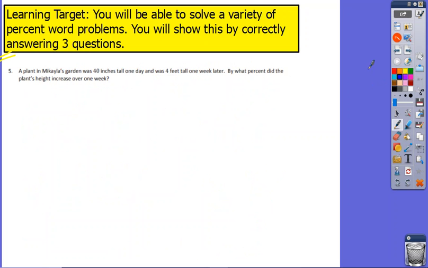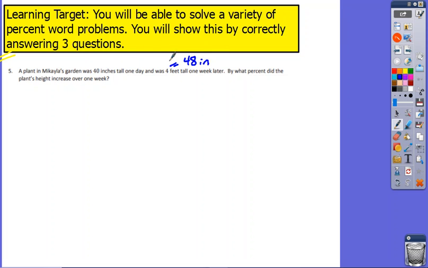A plant in Michaela's garden was 40 inches tall one day and was 4 feet tall 1 week later. By what percent did the plant's height increase over 1 week? Okay, so ignoring the 1 week, I don't have to do something with that, but I do have to fix this inches and feet because I need all the same units. So this is 40 inches, so I'm going to change 4 feet into 48 inches by multiplying by 12.